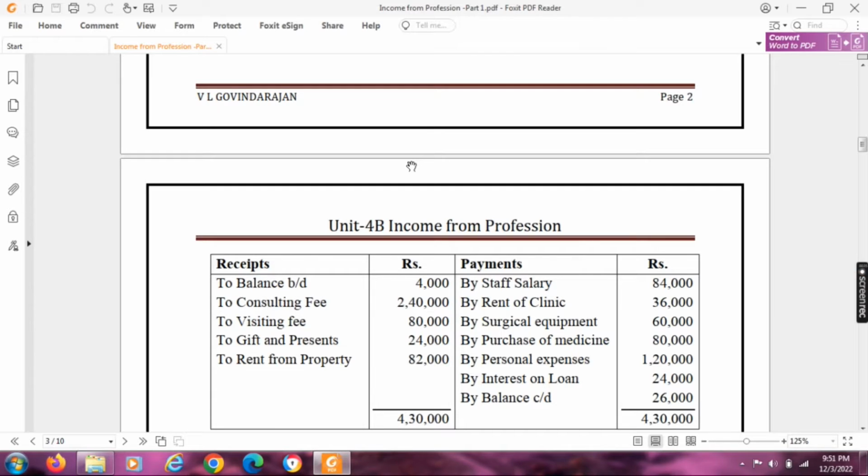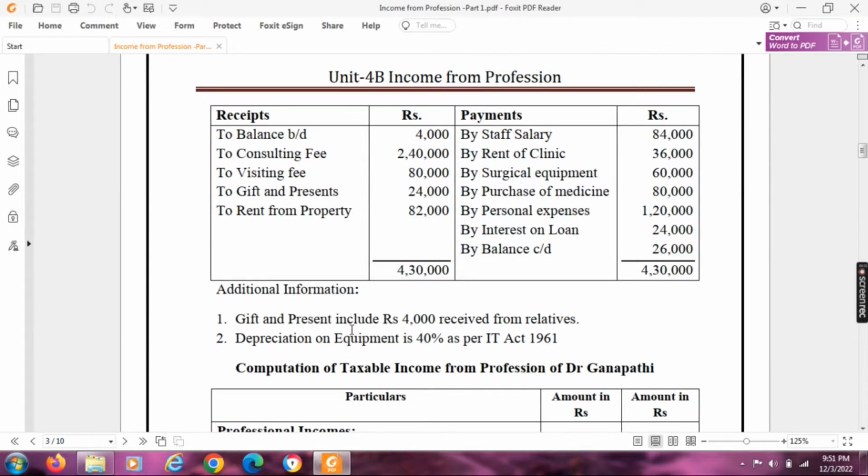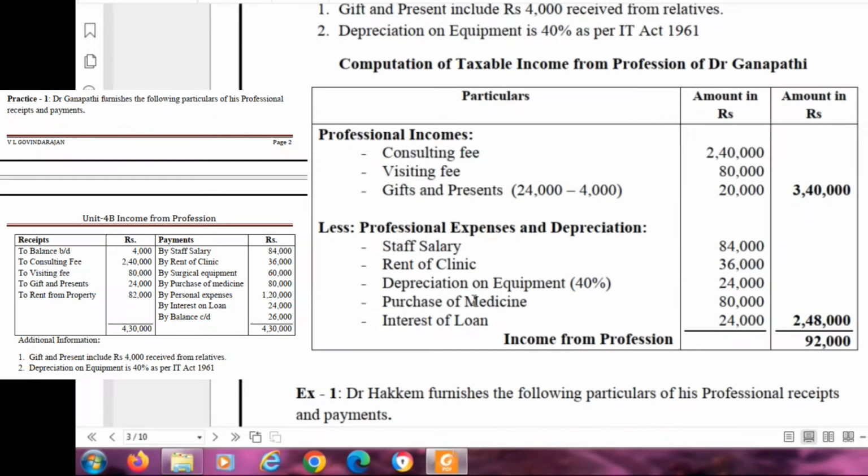That's all. What are the adjustments? Gifts and presents include 4,000 received from relatives. Okay. Depreciation on furniture, depreciation on equipment is 40%. Only 2 pieces of information. How to compute? Let me start the answer. Computation of taxable income of Dr. Ganapati. First, we have to consider the professional income. Then we go to the receipt side of the cash book. Opening balance brought forward means opening cash balance. It is not an income. Next one, consulting fee. As a doctor, consulting fee is professional income, 2,40,000. Second one, visiting fee.